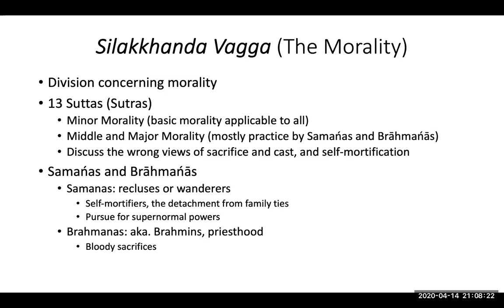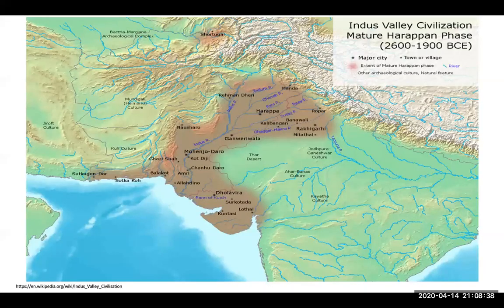So there are two streams. One is called the Brahmanas. The other religious stream was called Samanas. Let's look at them based on some historical background.